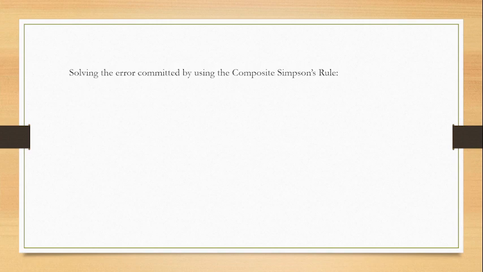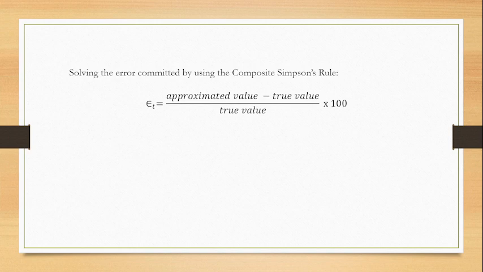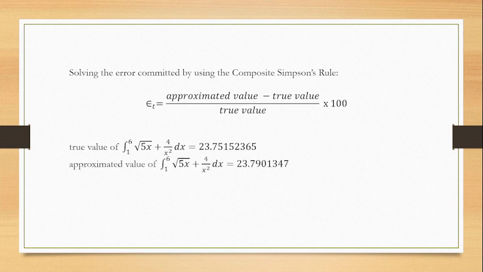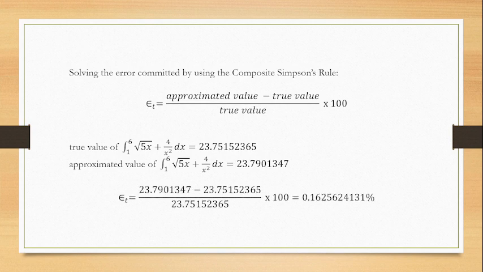Now solving for the error committed using the composite Simpson's rule, we have the approximated value minus the true value all over the true value times 100. We have here the true value of the integral and then the approximated value using the composite Simpson's rule. Plugging those into our formula, we'll have 0.162562431%, which is a small difference.